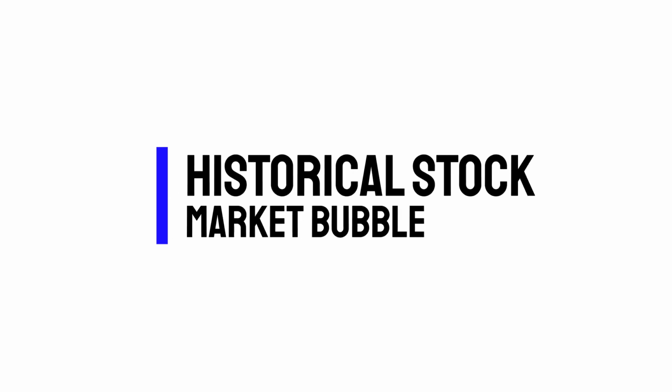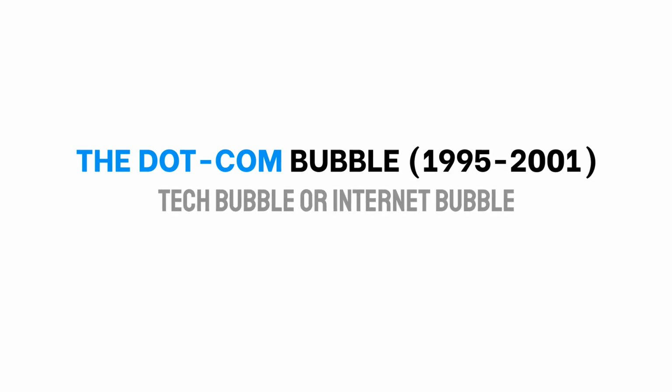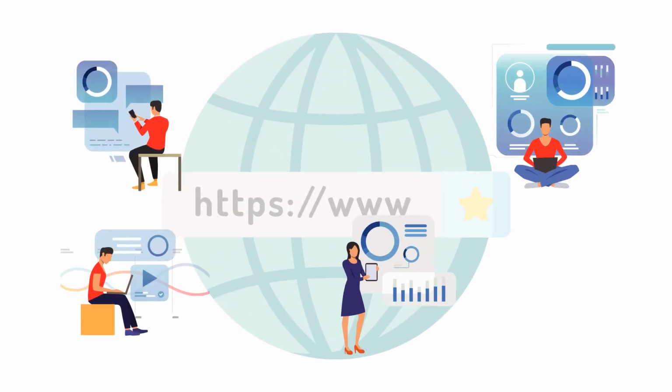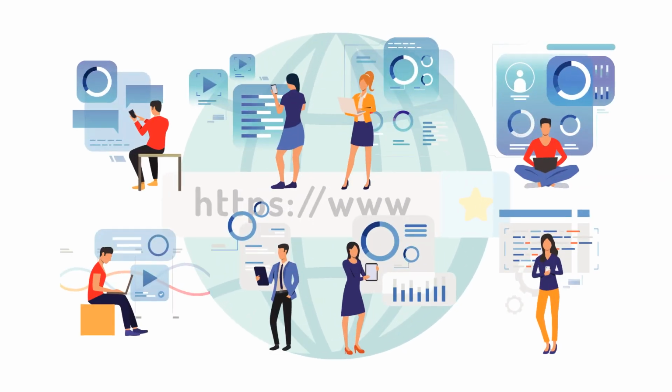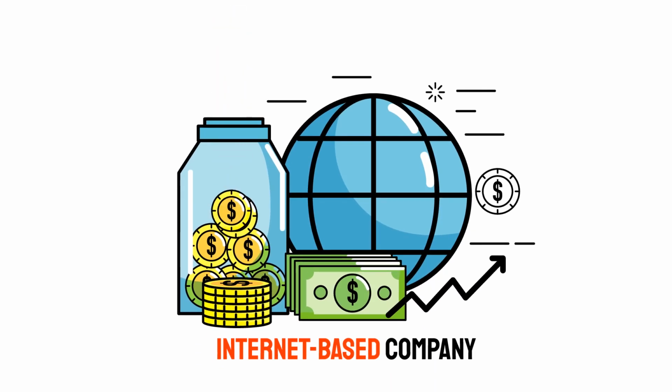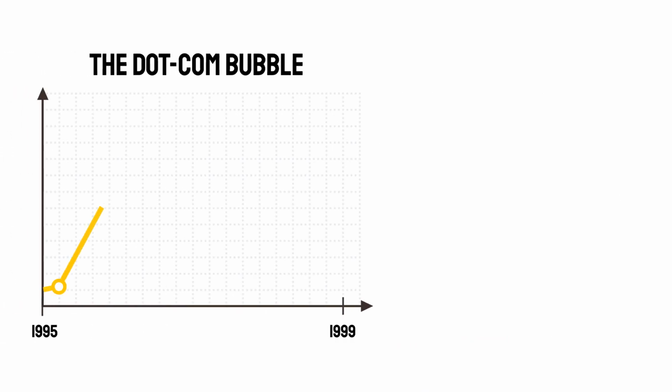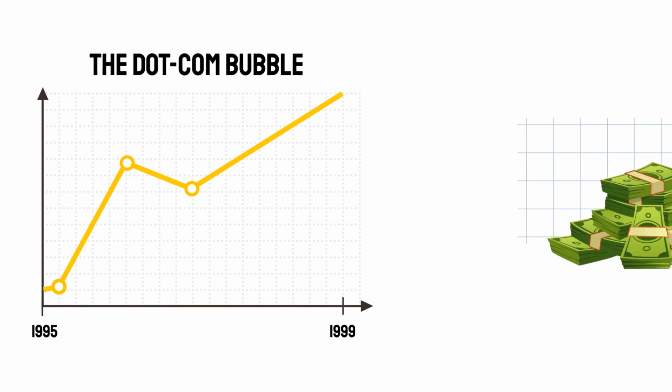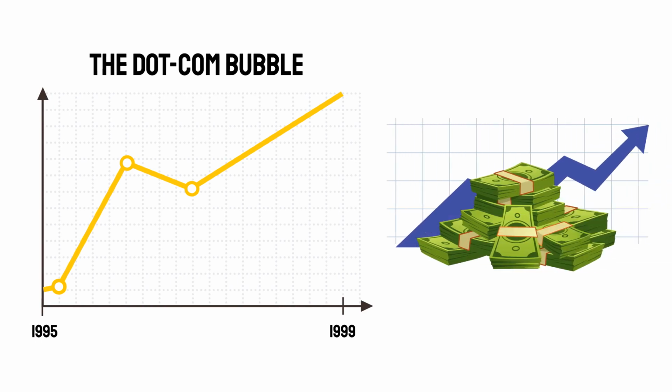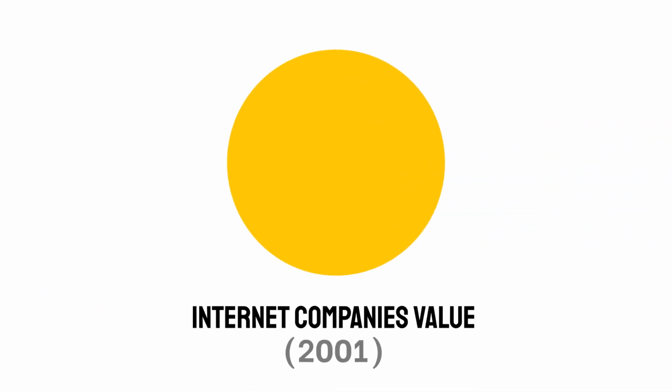Historical stock market bubbles. The dot-com bubble, 1995 to 2001. Also known as the tech bubble or internet bubble. The use and adoption of the internet grew to extreme levels during the late 1990s. Investors started throwing money at any internet-based company without considering whether the entity holds any potential. In 1999, the bubble reached its peak value, with dot-coms holding crazy level valuations. However, by 2001, internet companies lost nearly 2/3 of their value.